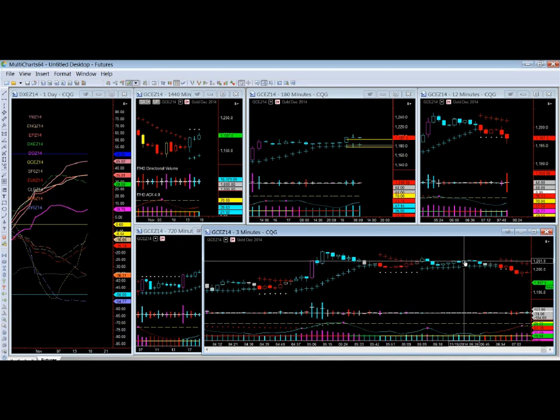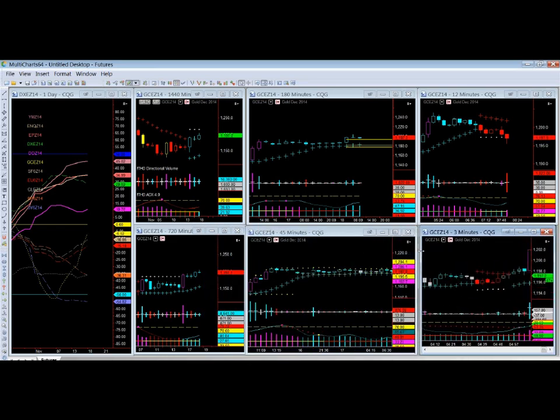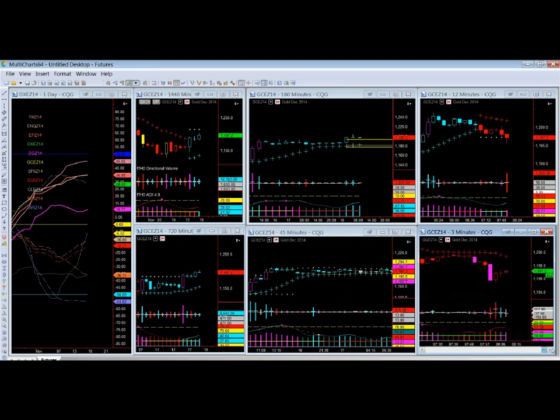Why didn't it clear it? Because it is overbought. I'm sorry, it's overbought on the 45-minute. Still thinking about the daily. If that is in your trading plan, yes, you can.